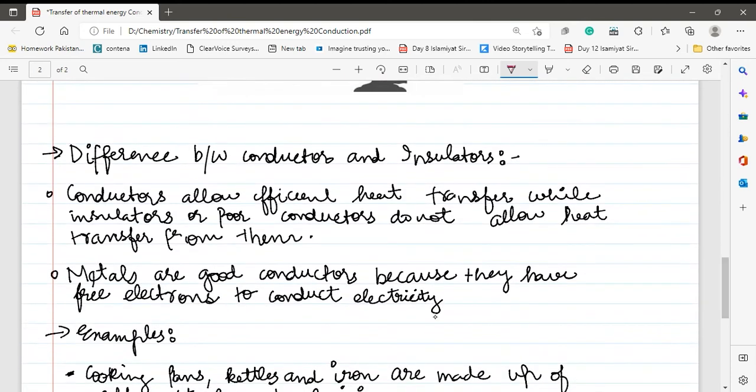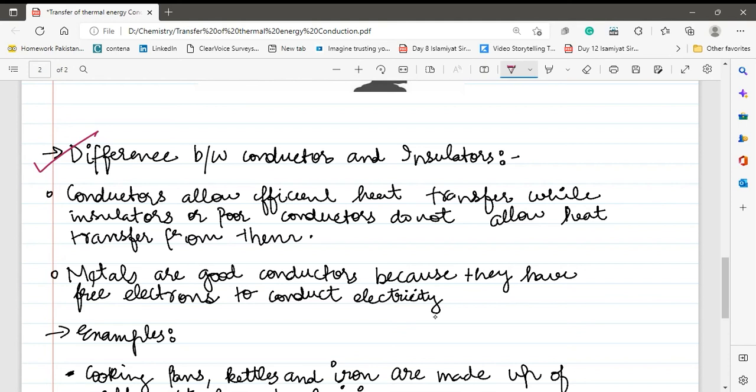So the last part of this chapter is the difference between conduction and convection. I know we have already read these two definitions thousands of times in our previous classes, but there are certain things which you have to revise for the O levels. The first thing is, what are conductors? Conductors allow efficient heat transfer, while insulators are poor conductors and do not allow heat transfer. This is the basic bookish definition of conductors and insulators.